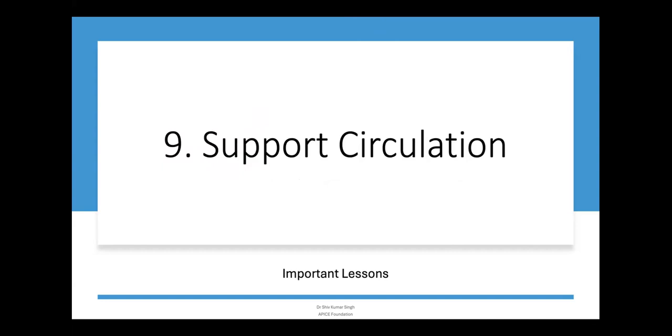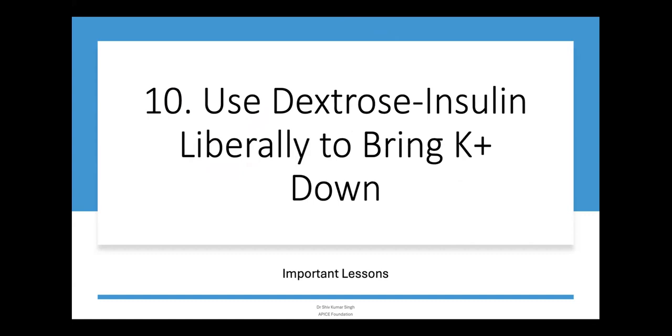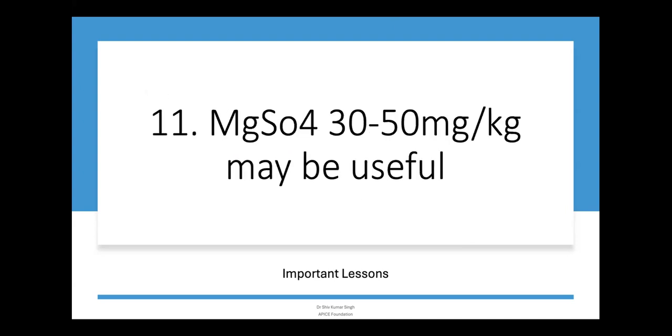Supporting circulation, this you all know very well. And you need to be aggressive in treating hyperkalemia. Use dextrose insulin liberally to bring the potassium down. So the standard is 50 units of insulin and 50% dextrose over 50 minutes, but you can use 10 units of insulin in 50% dextrose, 50 mLs pushed over 5 to 10 minutes. So be aggressive in monitoring that, because it is hyperkalemia which can lead to ventricular tachycardia, even asystole, and all kinds of arrhythmias.